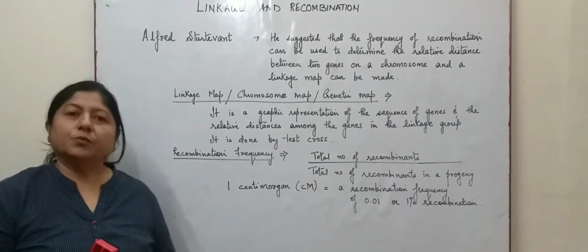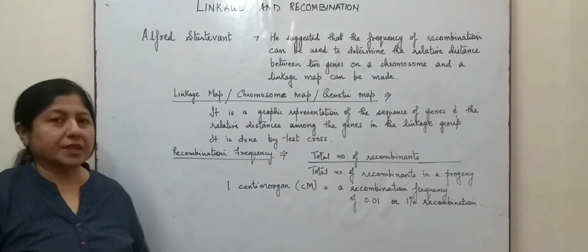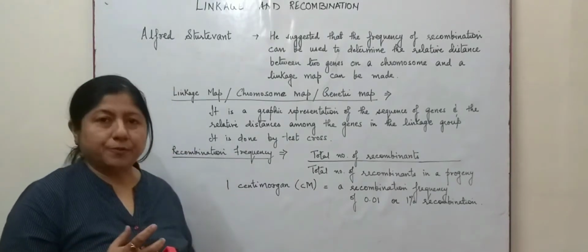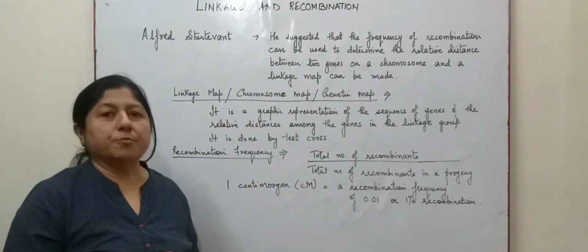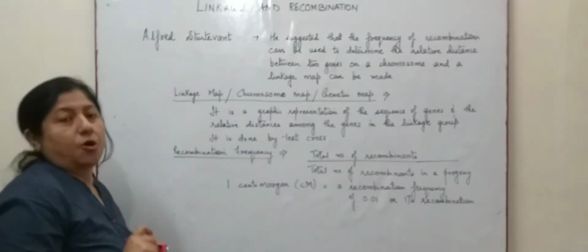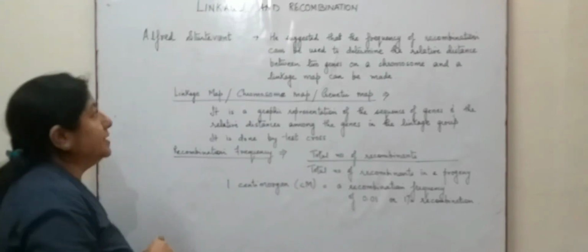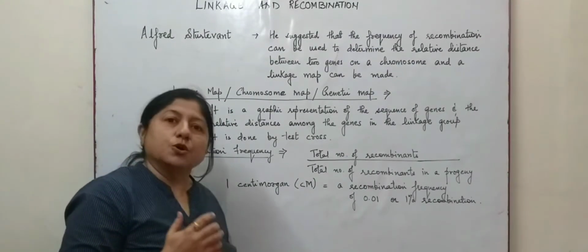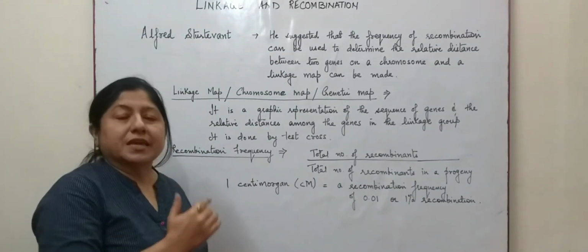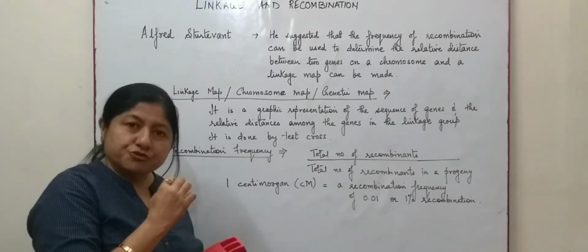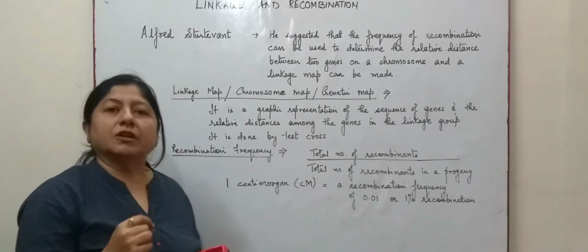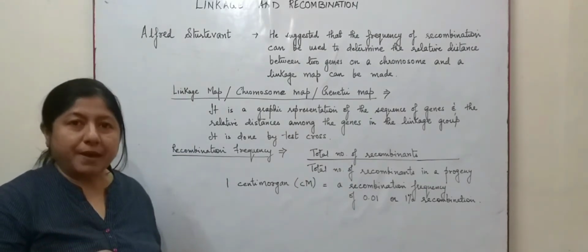We are continuing still with linkage and recombination, and in this video we are talking about the chromosome map or the linkage maps and what is meant by recombination frequency. Now Alfred Sturtevant, a student of Morgan, was the first person who suggested that the recombination frequency can be utilized to trace the location of the genes on a chromosome, which we call a chromosome map or the genetic map.